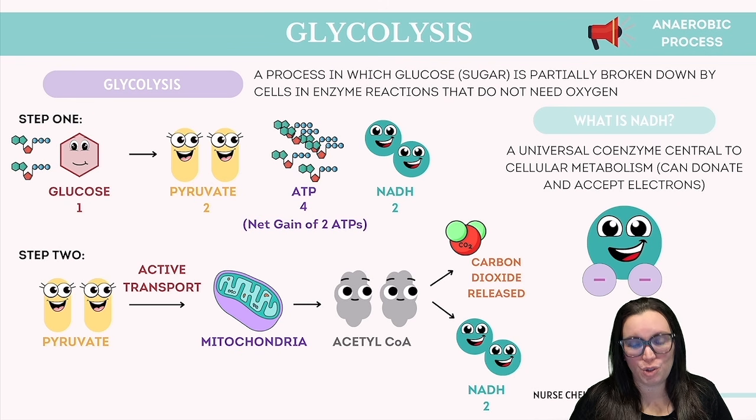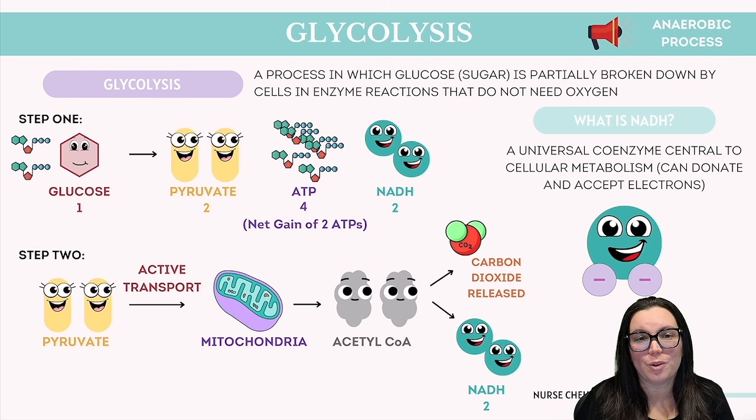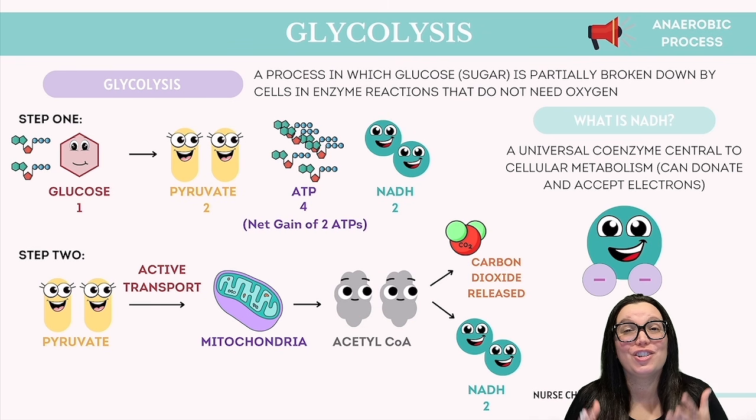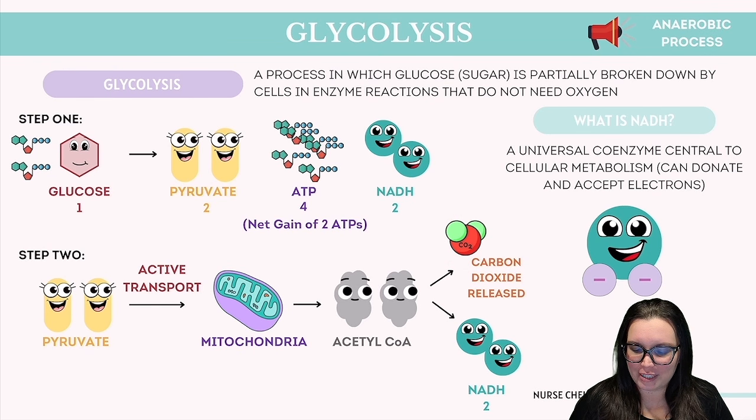In step 2, those two molecules of pyruvate generated during glycolysis are actively transported to our mitochondria, landing directly in that mitochondrial matrix. Here, pyruvate are going to undergo oxidation, which is just a fancy way of saying that they're going to be transformed. Each pyruvate molecule is going to be converted into a different molecule called acetyl-CoA. This conversion is crucial because acetyl-CoA is really the star player in the next step of the cellular respiration process. Carbon dioxide is going to be released as a byproduct of this process, and another two molecules of NADH are going to be produced.